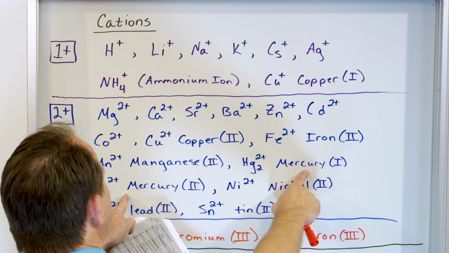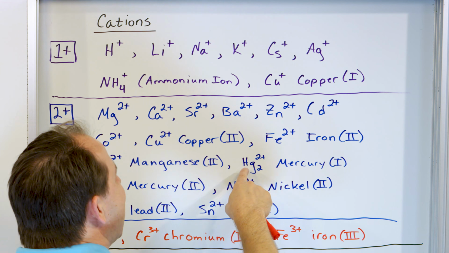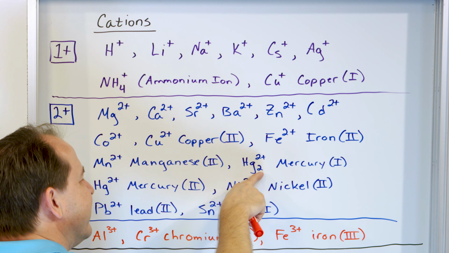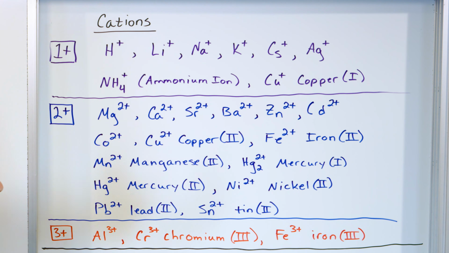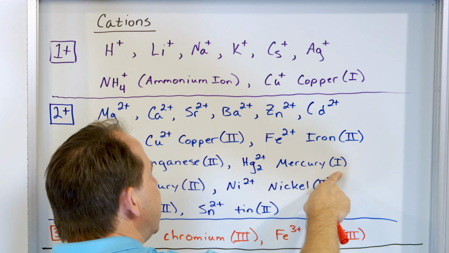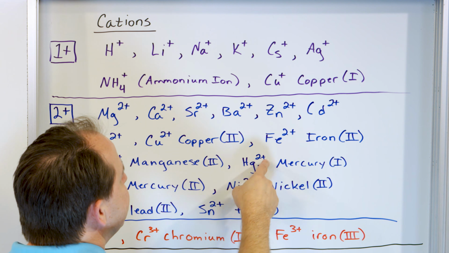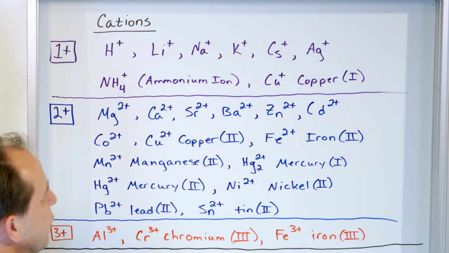Now mercury is a little bit weird because we have a +2 ion, we call it mercury 2, but we have another +2 ion, but notice it's Hg subscript 2. So there's 2 mercury atoms together. Overall, it has a +2 charge. We call this mercury 1 because really, if you think about it, if you have 2 things together and overall there's a +2, then it's almost like each mercury atom has a charge of +1. So we call it mercury 1.